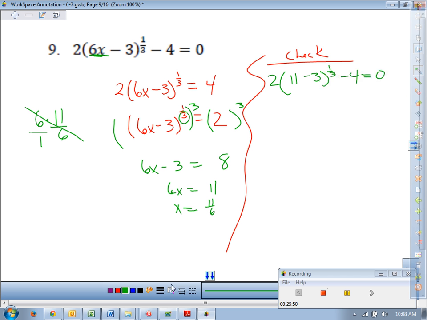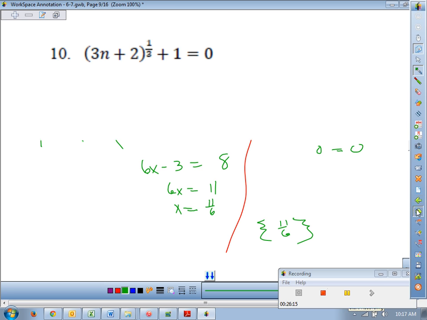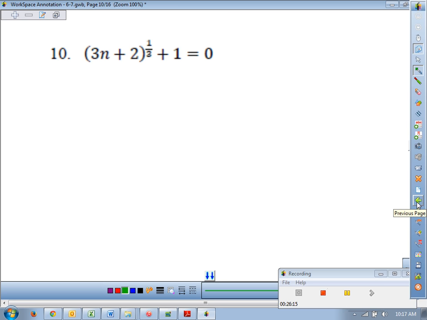See if he checks out. This is 2 times another 2, which is a 4, minus 4 equals 0. Equal. Go for him.